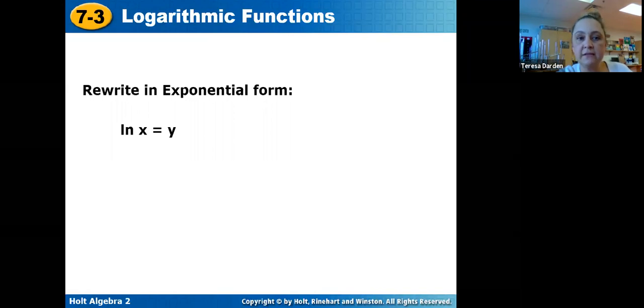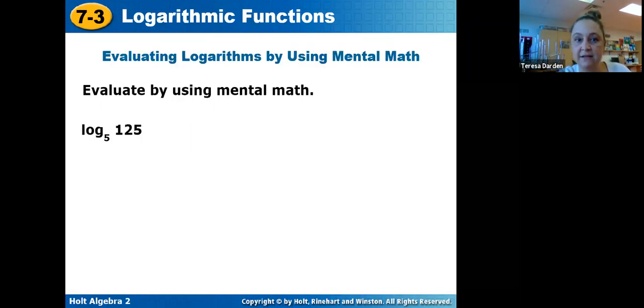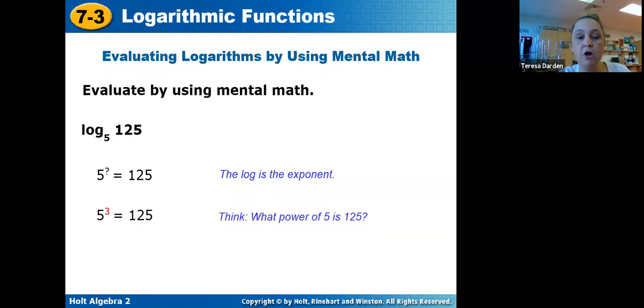So rewrite this in exponential form. Natural log of x equals y. What's the base? E. What's the power? Y. So e to the y equals x. How about this? Can you evaluate this? This means a base of 5 raised to what power equals 125? There you go. Log base 5 of 125 is 3. Super easy.